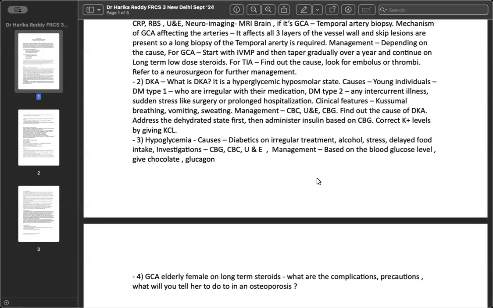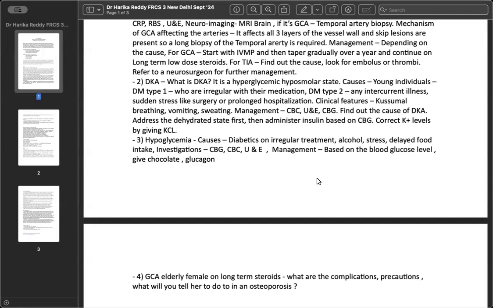Then you have to tell all the investigations for these UK exams. You basically tell CBG, CBC, U&E, which is the urea and electrolytes, and he will interrupt you there. If not, then you can go on to ESR, CRP, and chest X-ray to find out if there's anything else. Then he asked me, how would you manage?